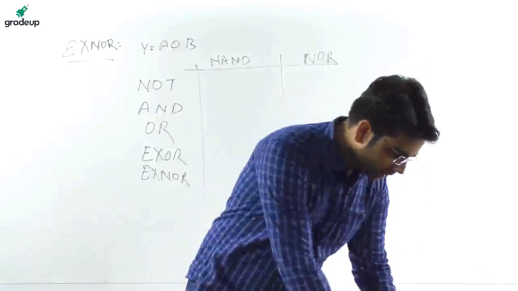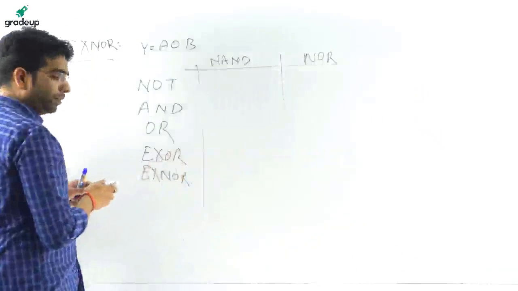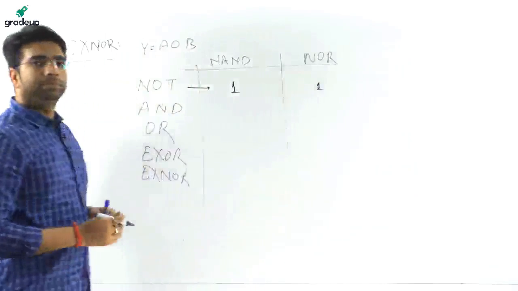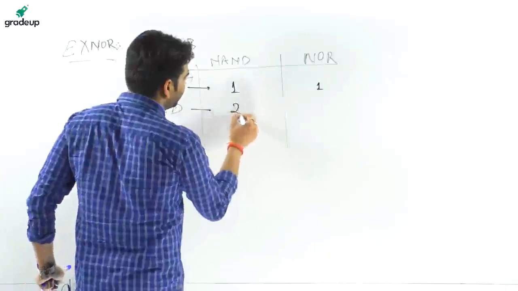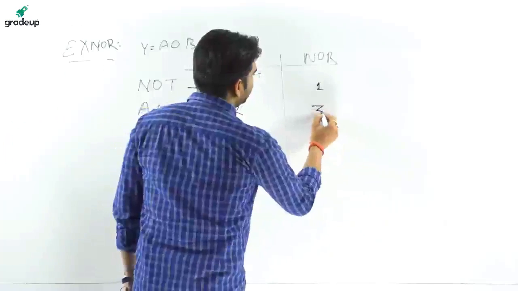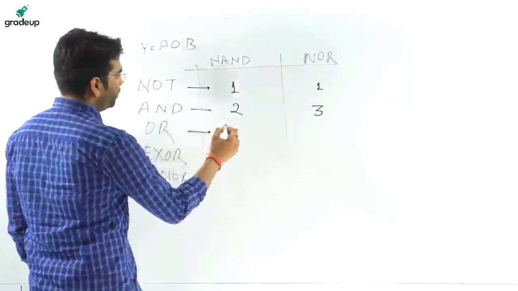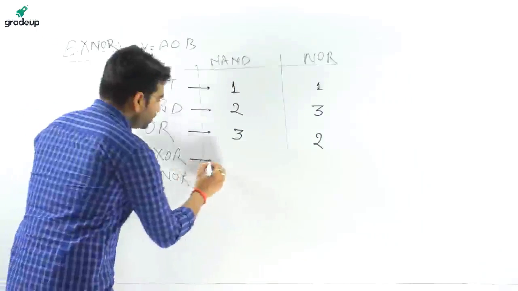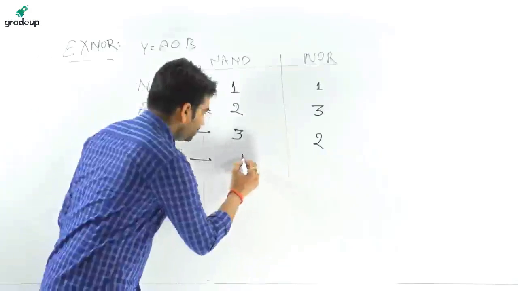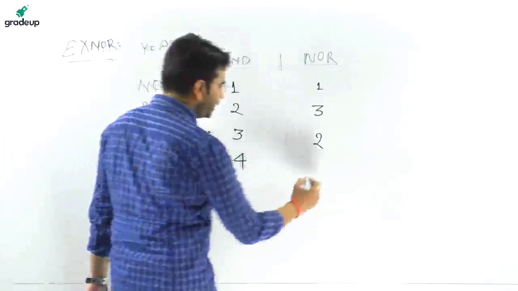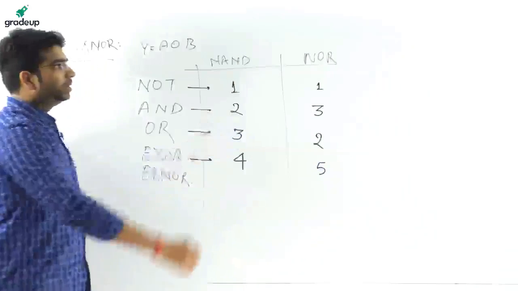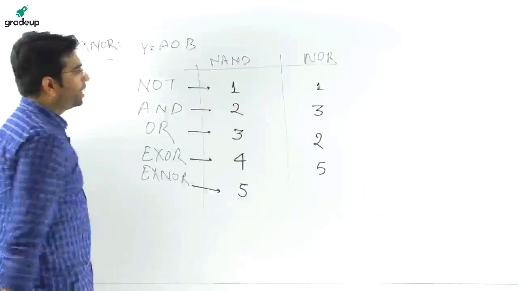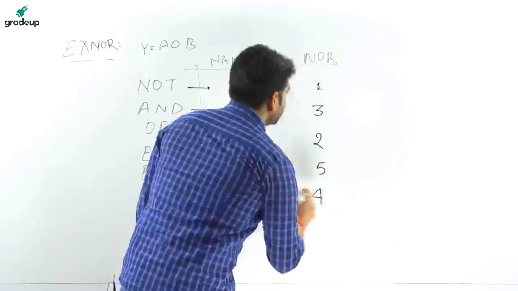Yes, it's slightly visible. For NOT, one and one will be required for both. For AND we will require 2 NAND gates and 3 NOR gates. For OR we will require 3 NAND gates and 2 NOR gates. For XOR we require 4 NAND gates and 5 NOR gates, and for the XNOR operation we will require 5 NAND gates and 4 NOR gates.